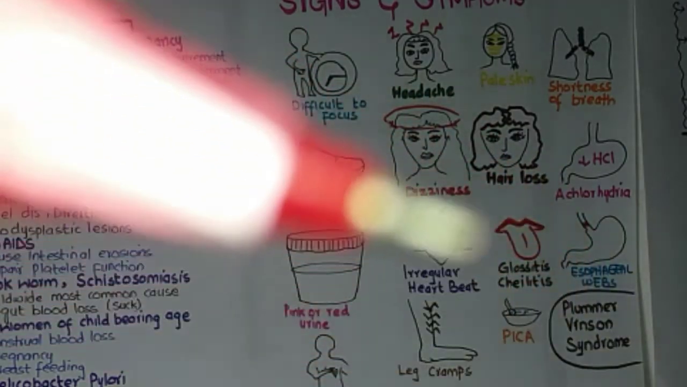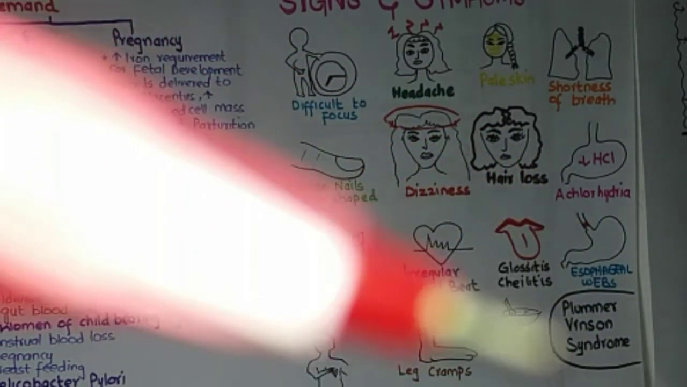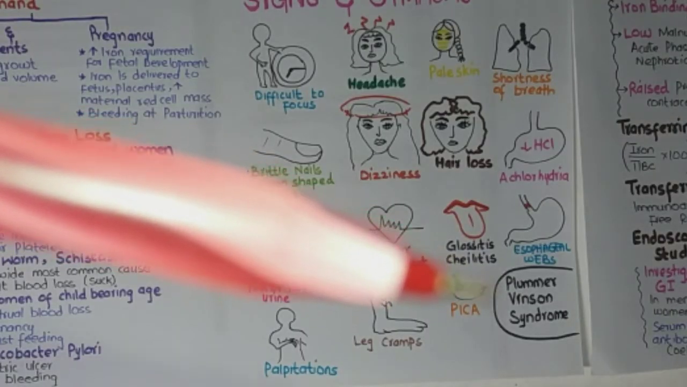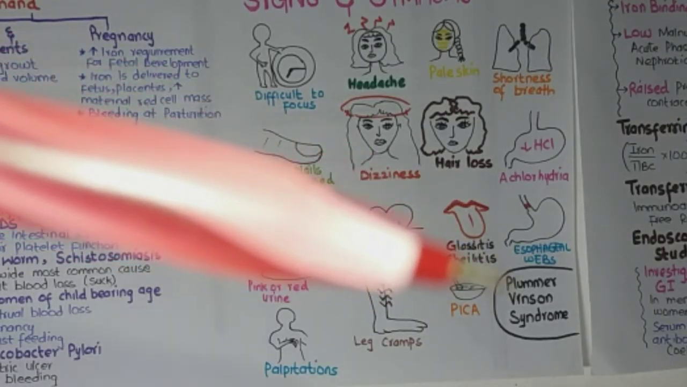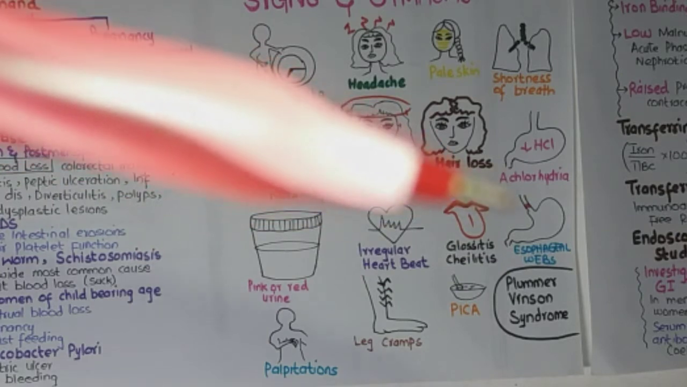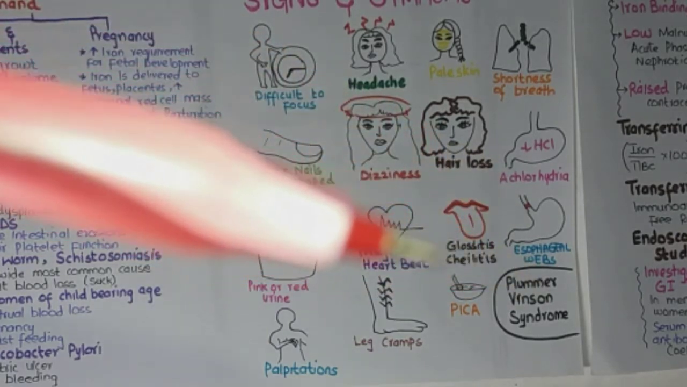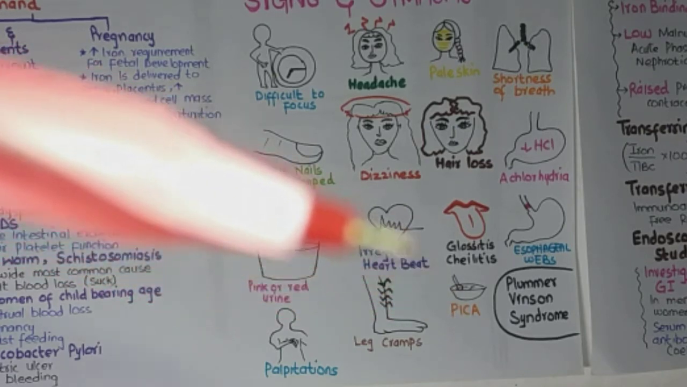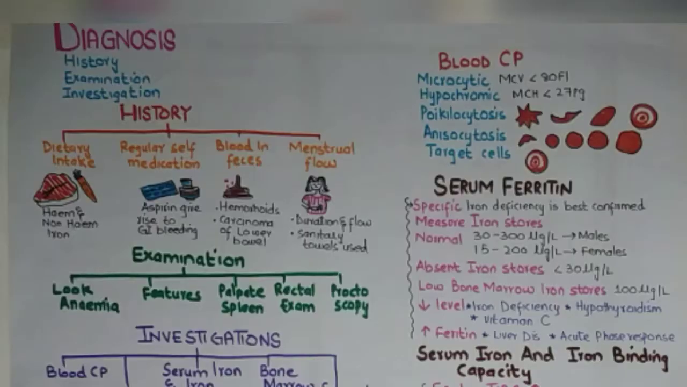These are the most important and unique features of iron deficiency anemia. Plummer-Vinson syndrome is a classical triad of iron deficiency anemia, esophageal webs, and dysphagia, and Pica syndrome is one in which the person eats non-food materials, like he will eat clay, etc.